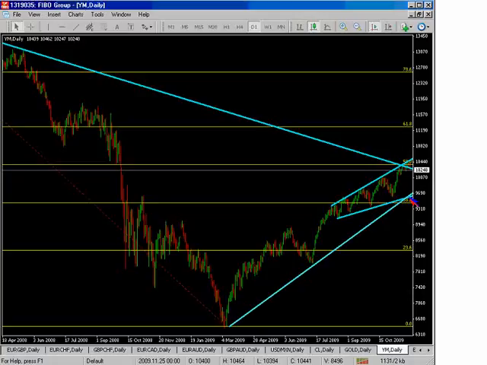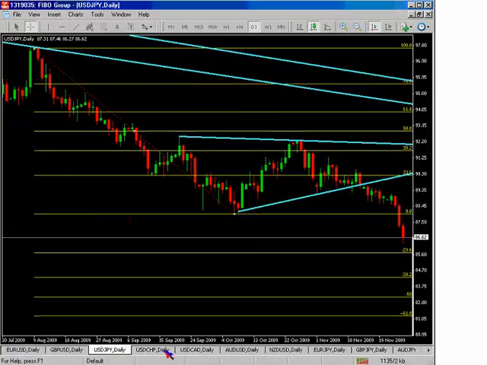So we're at very, very crucial levels. We have an intersection of the 50% Fibonacci level, downtrending resistance lines, and uptrending resistance lines. And lo and behold, take a look at some of our other charts. Euro dollar yesterday went to new one-year highs. Dollar yen, 1995 lows. Dollar Swissy, one-year lows.